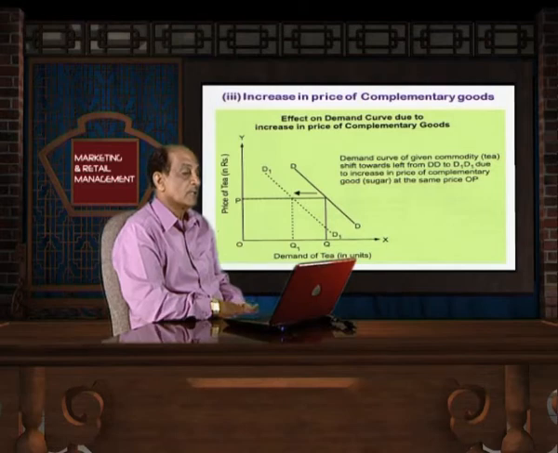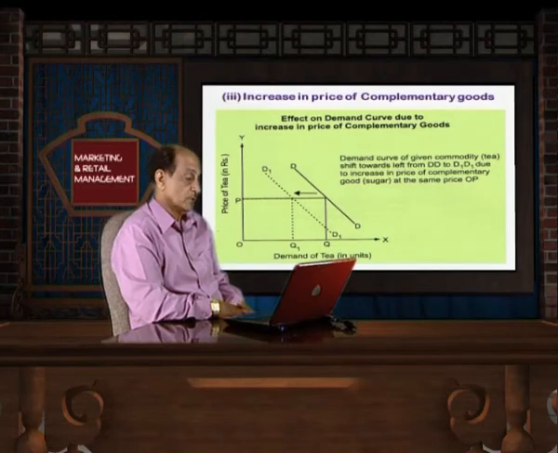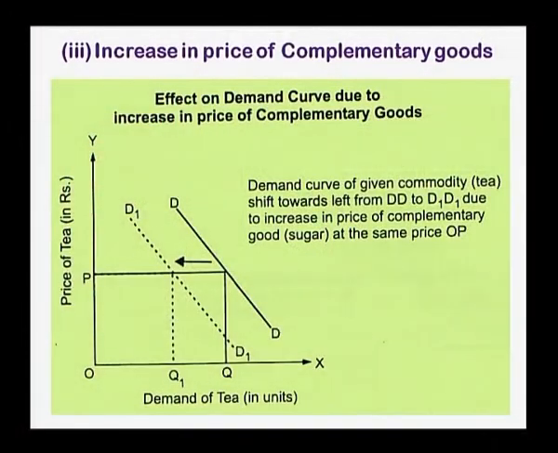Then what happens in case of an increase in the price of a complementary good? Now, this can be understood with the help of this diagram. Again we have taken the price of tea and demand for tea. The price of tea is OP and initially the demand is OQ. Now, demand has gone down to OQ1. Why has this taken place? Maybe on account of an increase in the price of sugar. In this case, because of the increase in the price of sugar, the consumption of tea has gone down, and in this way the demand for tea has gone down to OQ1 from OQ.